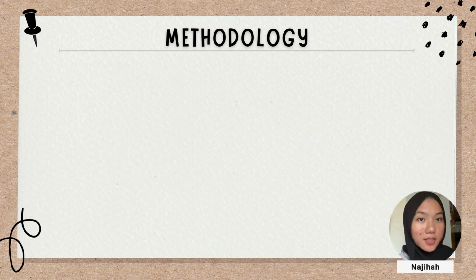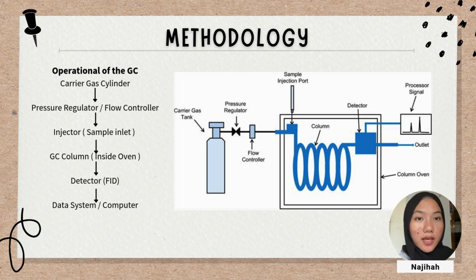In the GC machine, the carrier gas flowed from the gas cylinder through the pressure regulator and flow controller. The carrier gas carried the injected sample into the GC column located inside the oven. Inside the column, the sample components were separated based on their properties. After separation, the components entered the detector, which in this experiment was a flame ionization detector or FID. Finally, the detector sent signals to the computer and the results were displayed as a chromatogram analysis.